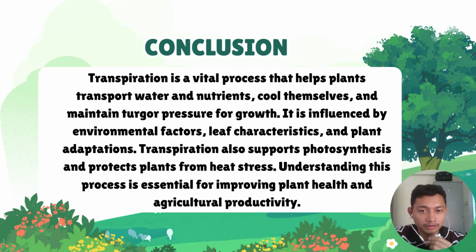So, in conclusion, transpiration is a vital process that helps plants transport water and nutrients, cool themselves, and maintain turgor pressure for growth. It is influenced by environmental factors, leaf characteristics, and plant adaptation. Transpiration also supports photosynthesis and protects plants from heat stress. Understanding this process is essential for improving plant health and agricultural productivity.